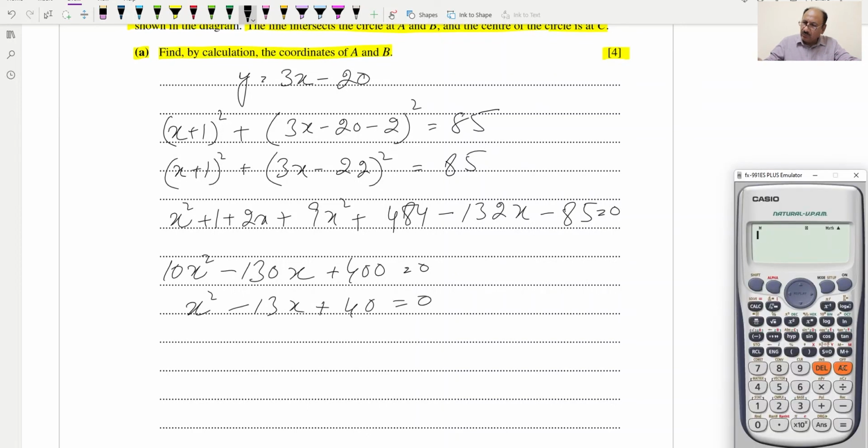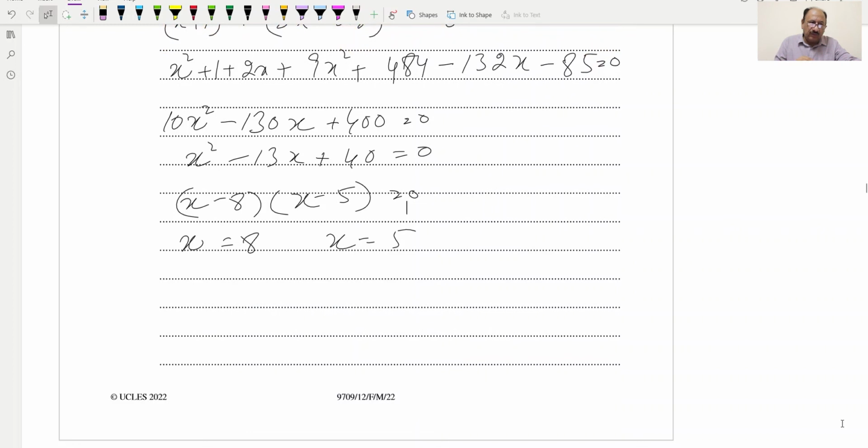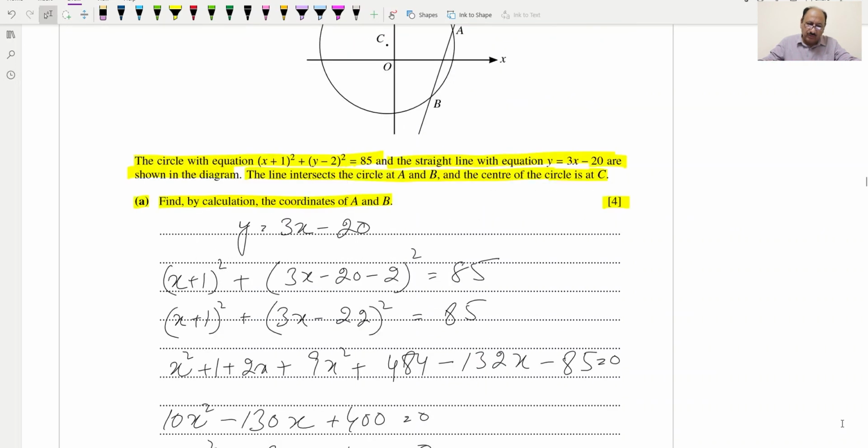In this quadratic equation, the coefficient of x squared is 1, then minus 13 and 40 is the constant value, so 8 and 5. So we can write x is equal to 8 and x is equal to 5. As an intermediate step, we can write (x minus 8)(x minus 5) is equal to 0, and these are the two values. Now we can find the y values also, from the given equation, y is equal to 3x minus 20.